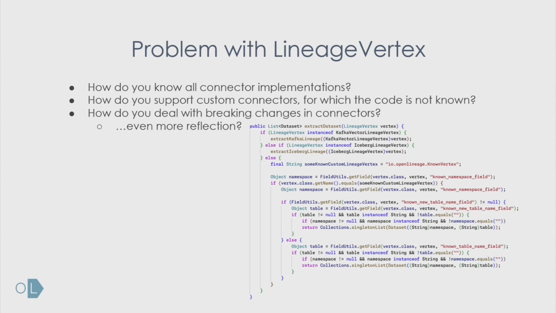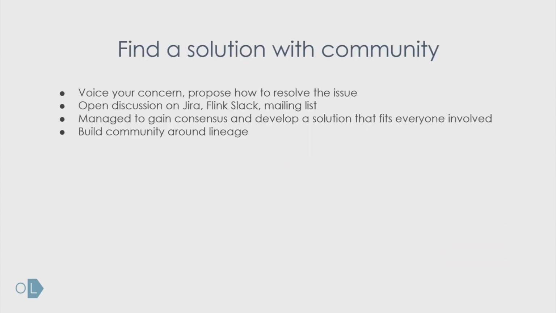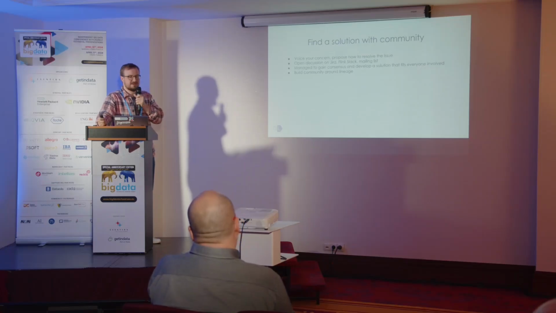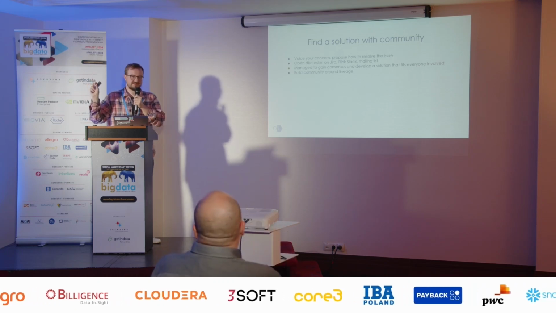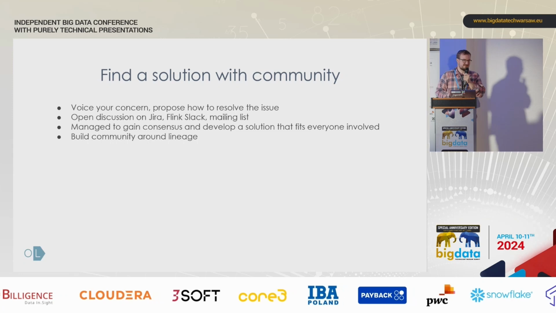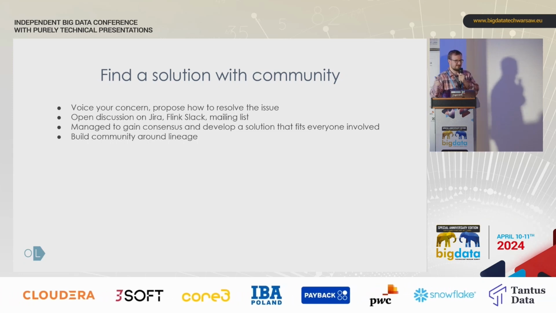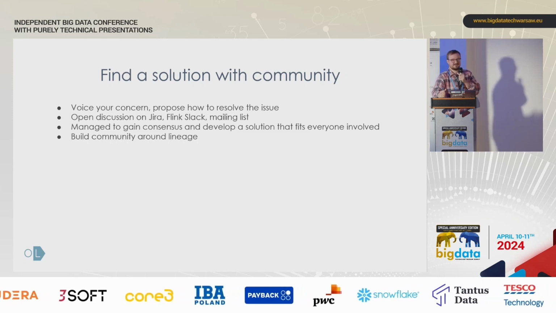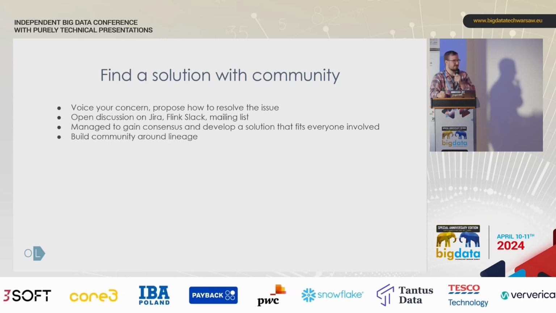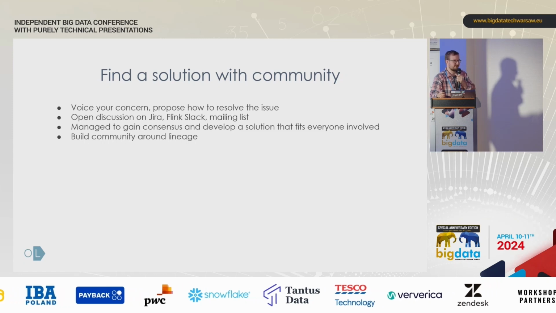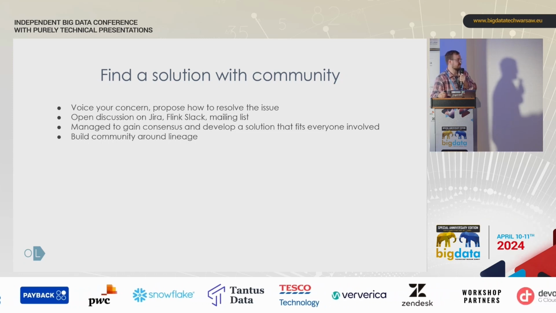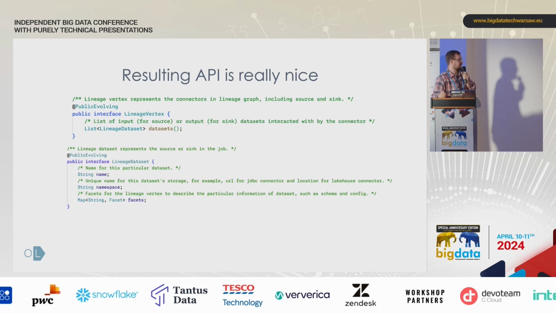So the solution, as I said, in open source, is to find the solution with other people, the community. Talk to them, open discussion, and that's what we did. We talked to the people. The proposal's already accepted, but they haven't yet committed any particular code. So we basically spent some time talking to them and found a solution that basically fits everyone's needs. And there was a vote, it was accepted, and the resulting API is really nice.